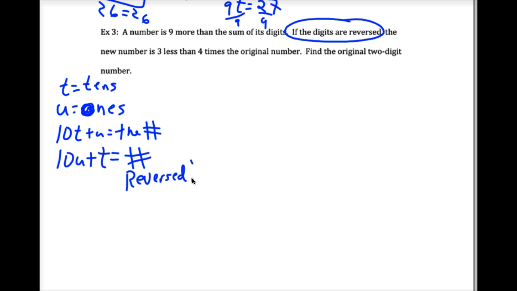So when the problem talks about the digits being reversed, write that down. Everybody read the first sentence and try to write the first equation. Wait, so at the end, if t equals 4 and u equals 5, would it be 54? No, the 2-digit number would be 45, but the number with the digits reversed would be 54. But the original number would still be 45. Good question. Come on, who can write the first equation?